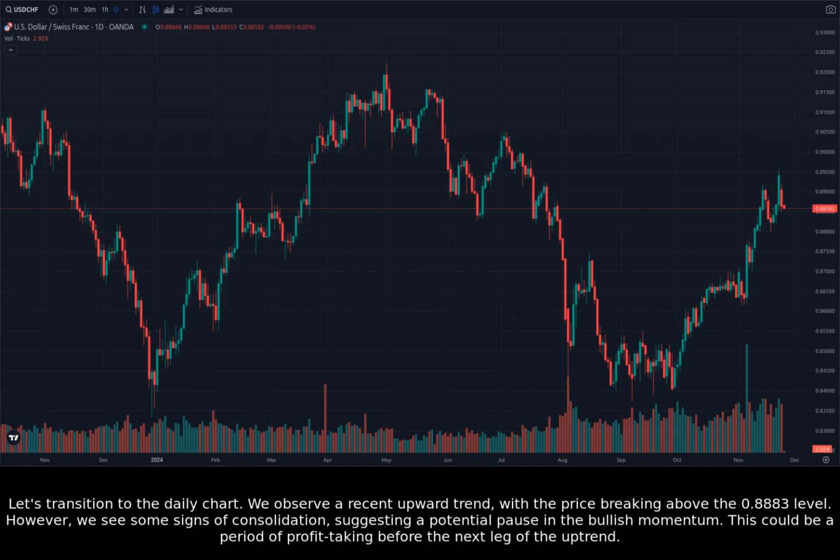Let's transition to the daily chart. We observe a recent upward trend, with the price breaking above the 0.8883 level. However, we see some signs of consolidation, suggesting a potential pause in the bullish momentum. This could be a period of profit-taking before the next leg of the uptrend.